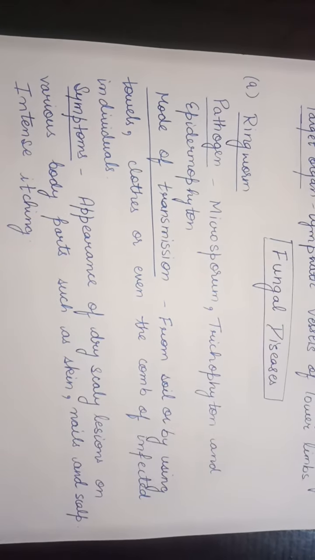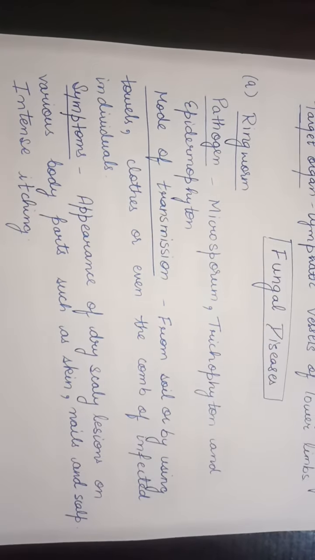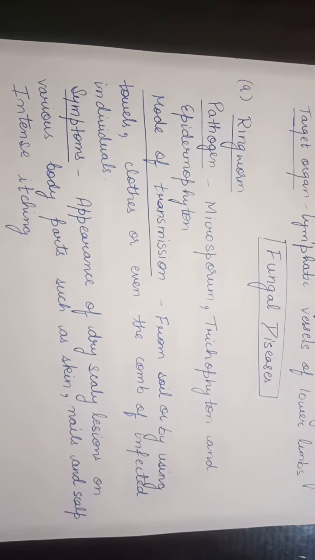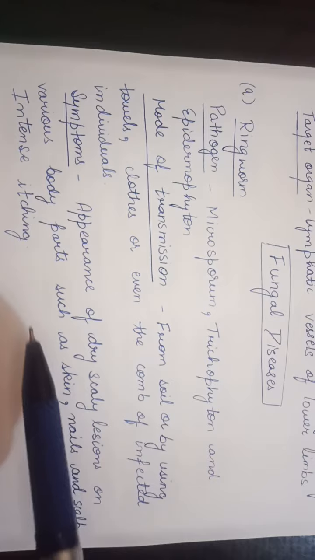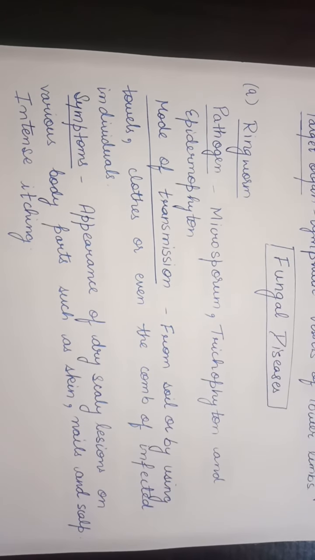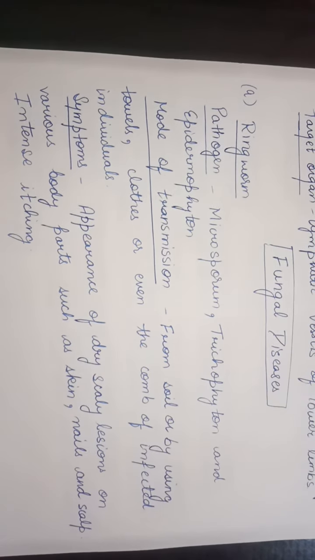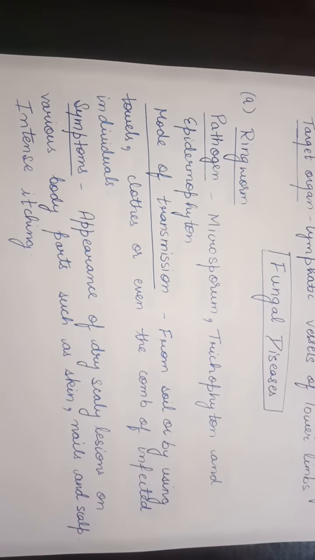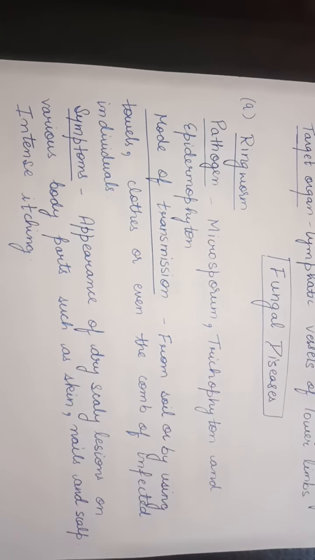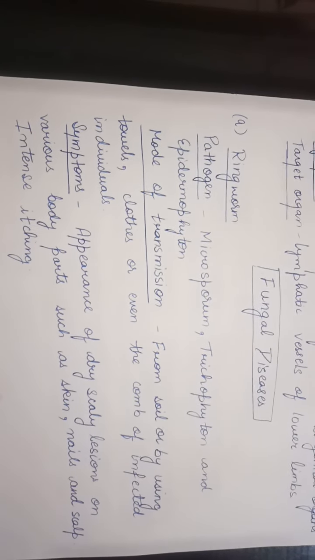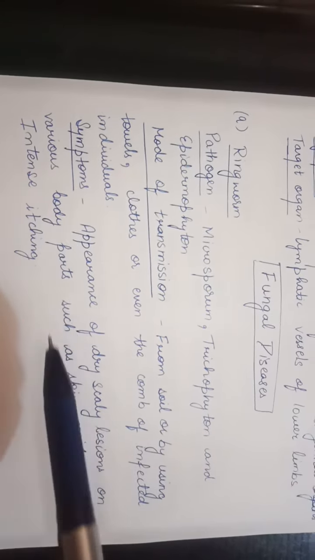Now the symptoms: dry scaly lesions, meaning the skin becomes completely dry in that portion, and it appears in ring form. It usually occurs where the skin folds are present. In that region they get some heat and moisture, as these fungal pathogens need heat and moisture to grow, so they mainly develop in the skin folds region and in various body parts such as skin, nails, the spaces between the fingers, and the scalp. And when these ring-like structures appear, intense itching will be there.